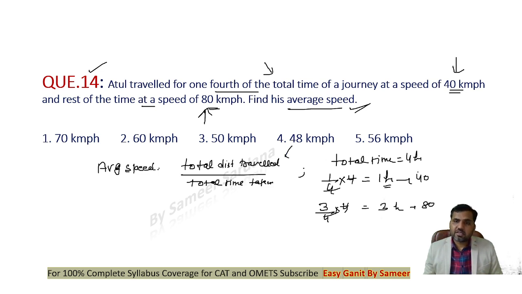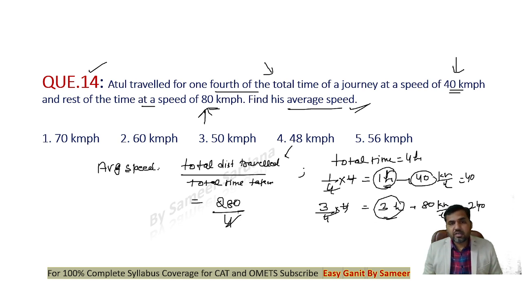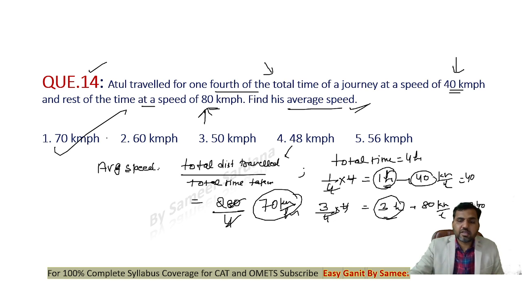So what is my total distance traveled? For 1 hour at a speed of 40 km per hour, distance traveled will be 40. And for 3 hours at a speed of 80 km per hour, distance traveled will be 240. So total distance traveled is 280. And total time taken would be 1 hour plus 3 hours, that is 4 hours. So you can see that average speed would be 70 km per hour. Option 1 is the correct answer.